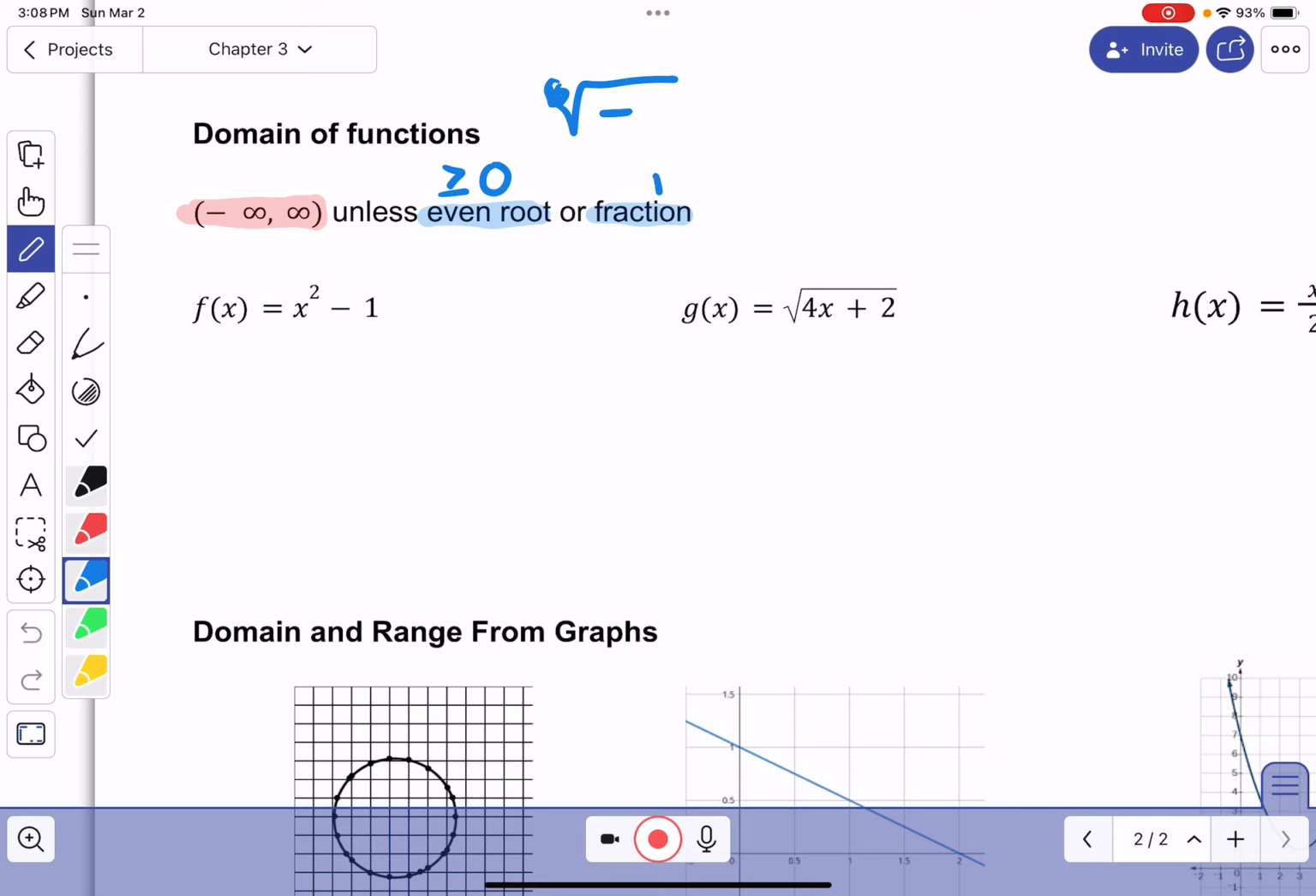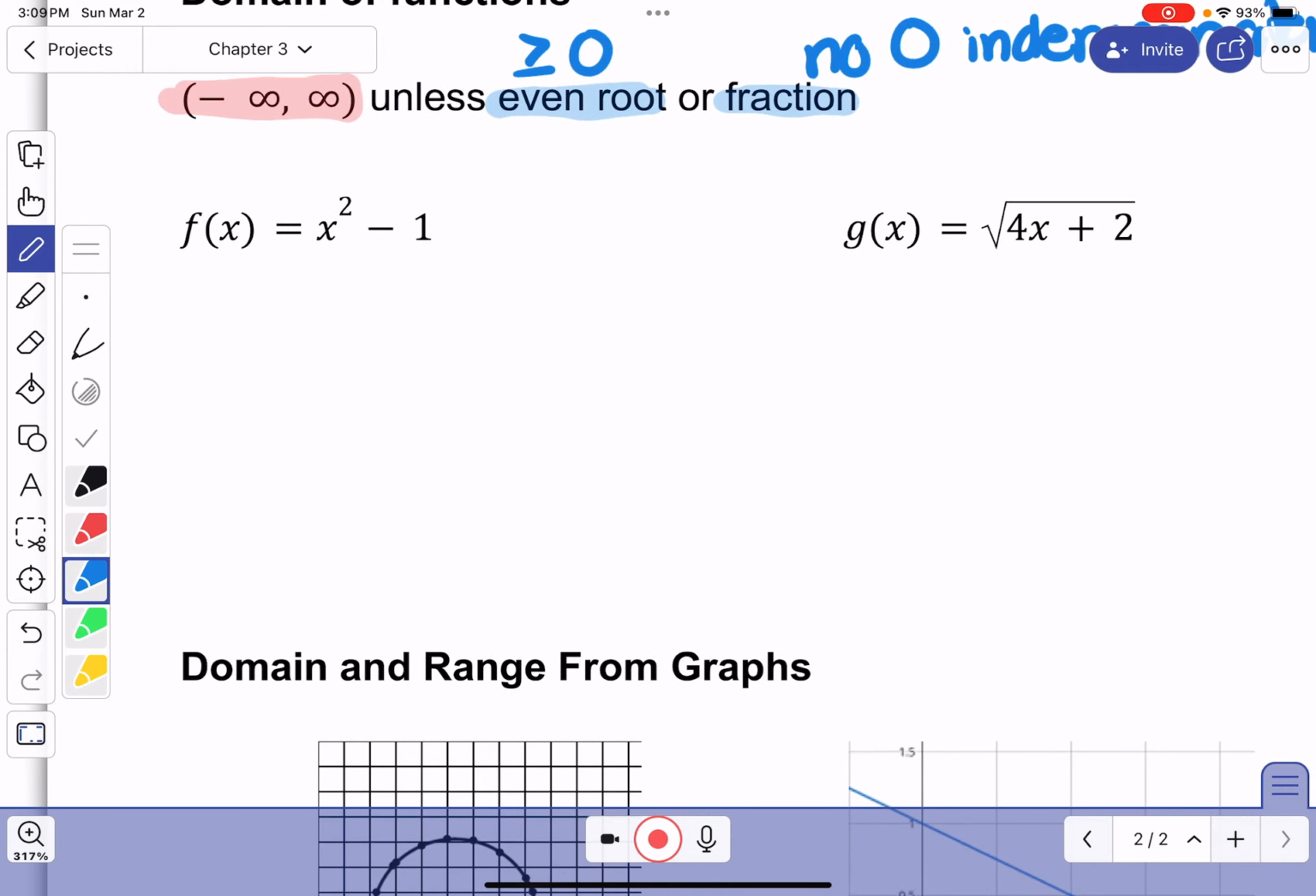And then fractions, you can't have a 0 on the bottom. You can't have a 0 in the denominator. So we would have to figure out what would make that equal 0, because it can't be part of your domain. Okay. So if we look at this first one, f of x, there's no root, there's no fraction, so our domain is going to be negative infinity to infinity. We don't have to do any math on that.